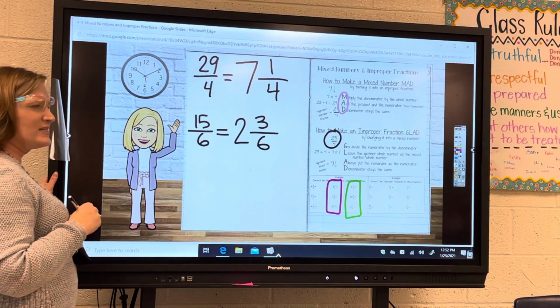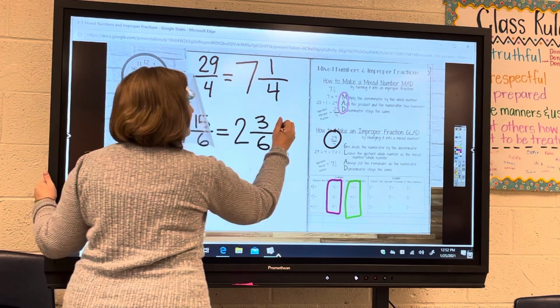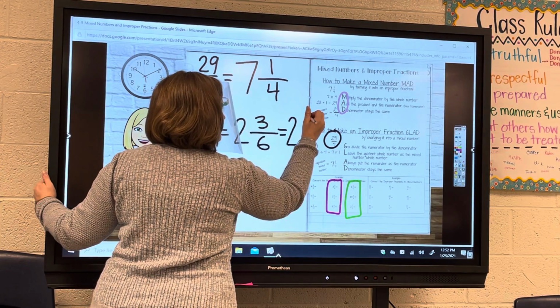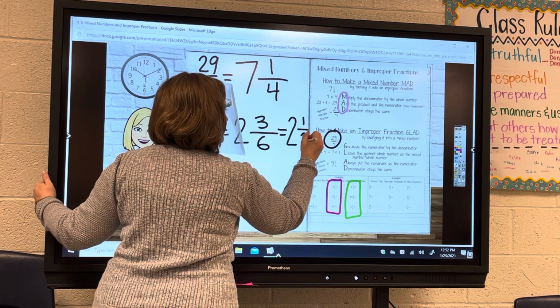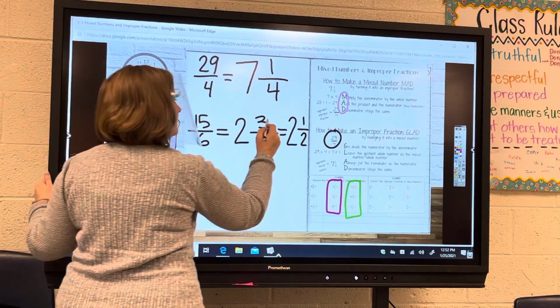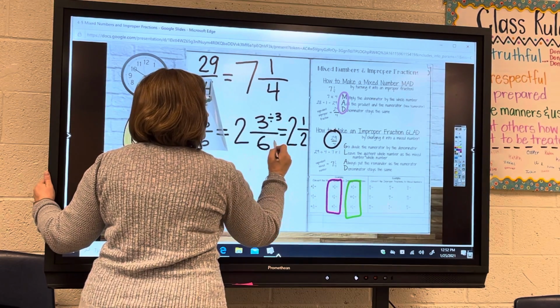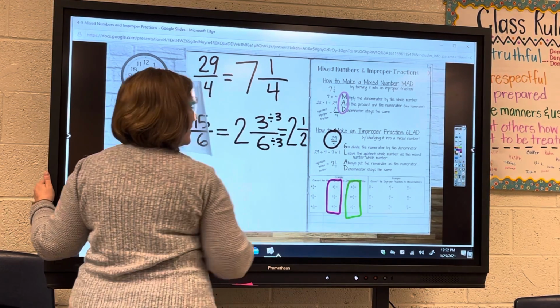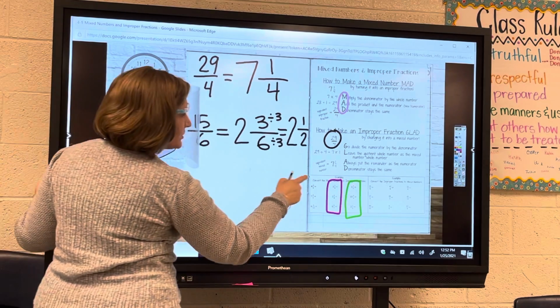What can we do with 3/6? Simplify it. To what? 1/2. 3 will go into 3 one time. 3 will go into 6 2 times. Let's try the next one.